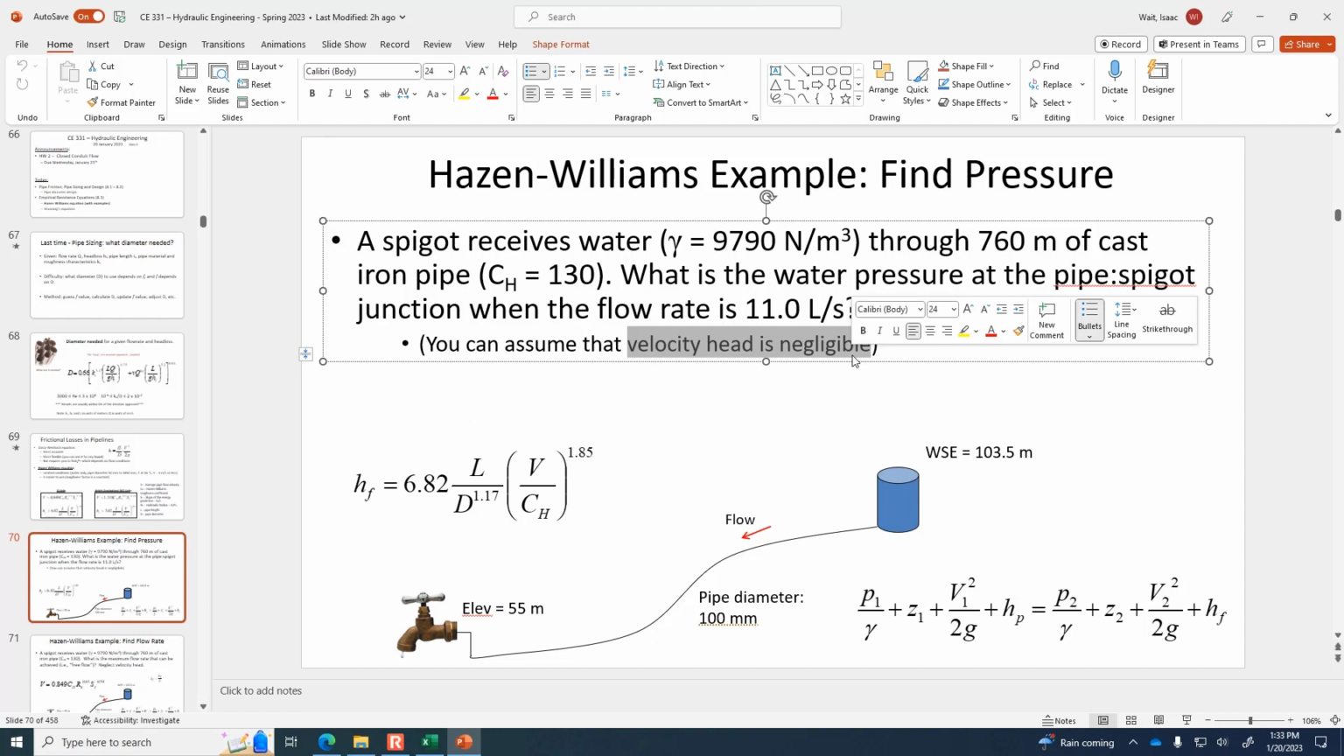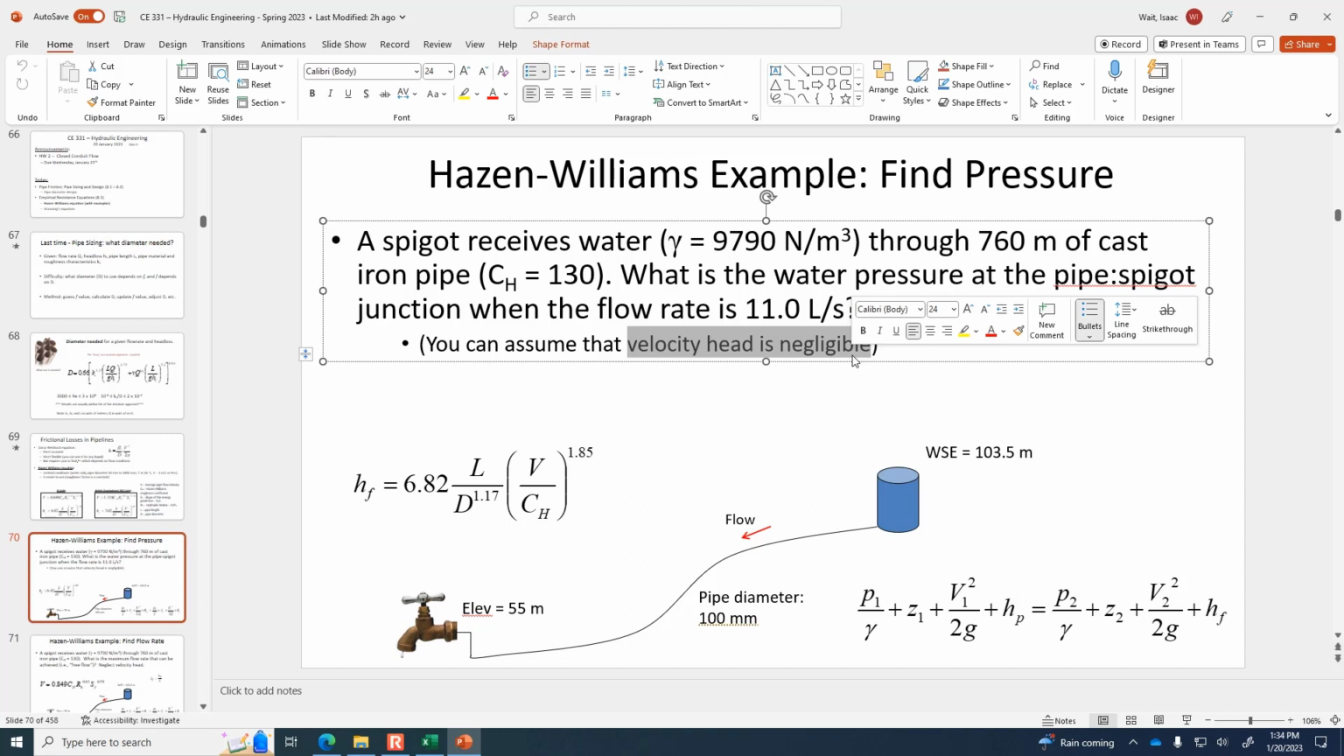So we know the elevation at 1. We know Z1 is equal to P2 divided by gamma plus Z2 plus H sub f, because we've canceled out the pressure head at 1, we've canceled out the velocity head terms. And if we rearrange that, because we're trying to find out the pressure inside the pipe just before the water goes out, then we could rearrange this to be that P2 is gamma times Z1 minus Z2 minus H sub f.